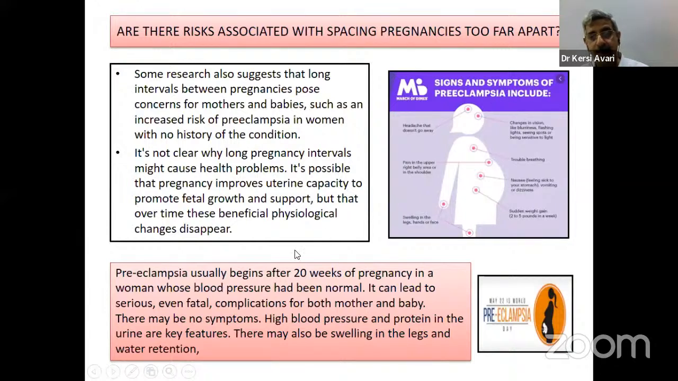Preeclampsia. Now preeclampsia begins after 20 weeks of pregnancy in a woman whose blood pressure had been normal. It can lead to severe or fatal complications for both mom and the baby. There may be no symptoms. This can develop instantly. The first signs are swelling of the legs and water retention, high blood pressure, and protein in the urine.